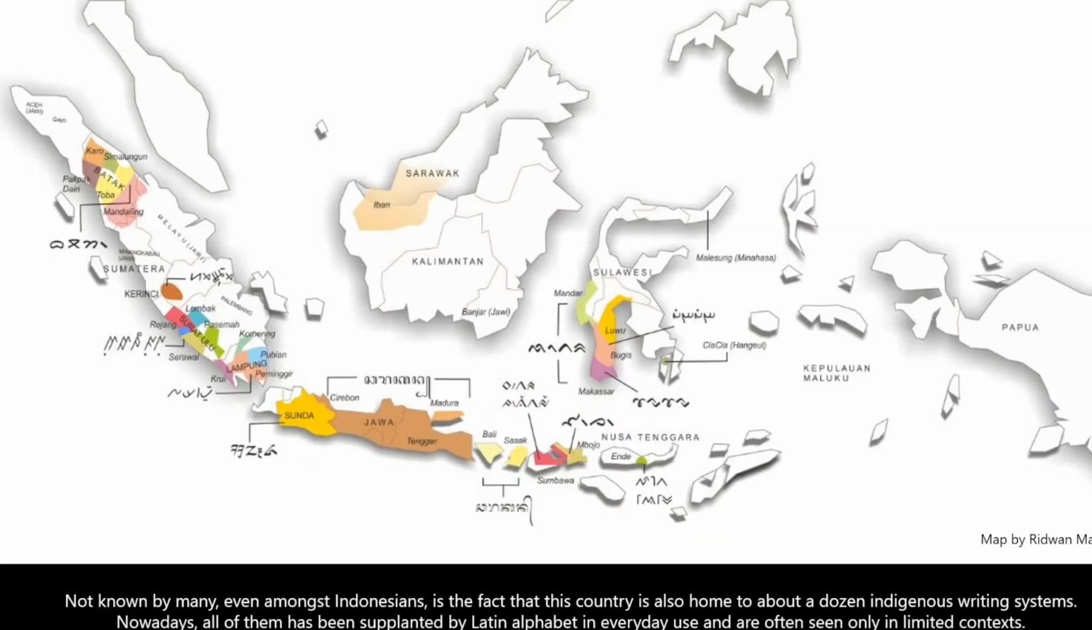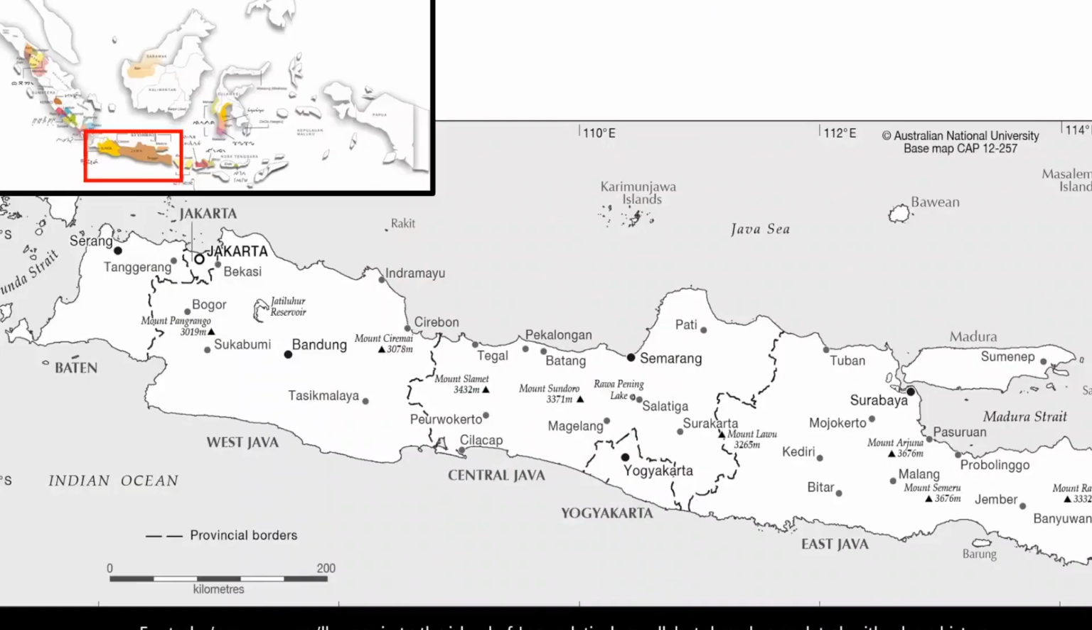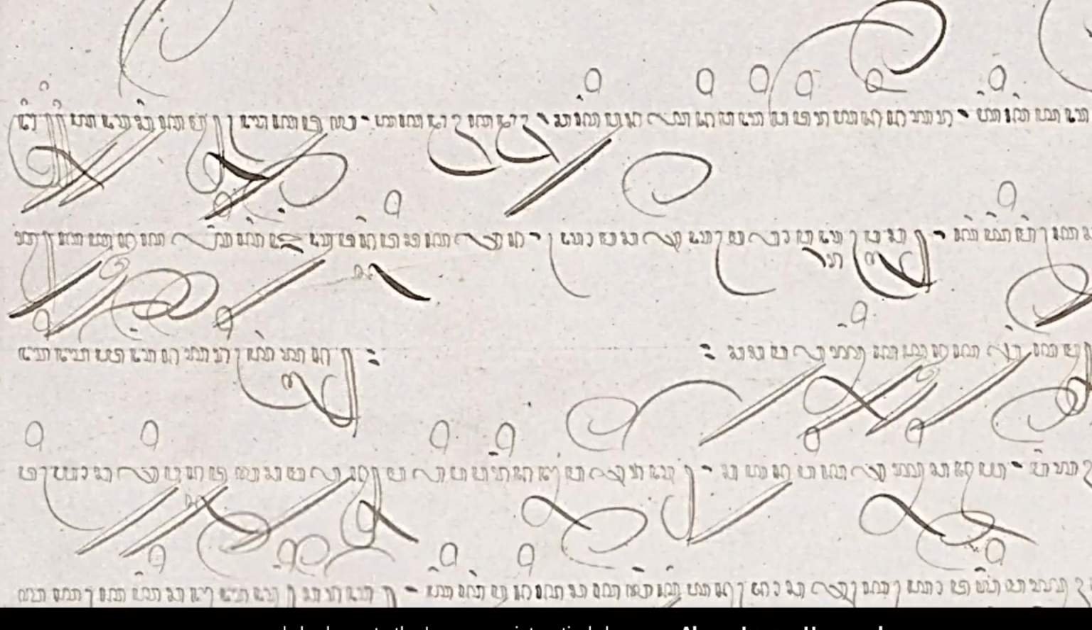Unfortunately, all of them have been supplanted by the Latin alphabet in everyday use, so you would not find these scripts unless in specific or very limited contexts. Today we're going to zoom in on the island of Java here, south of the equator. It's a relatively small island but densely populated, with a long history and also home to the Javanese script, natively known as Aksara Jawa or Hanacaraka.